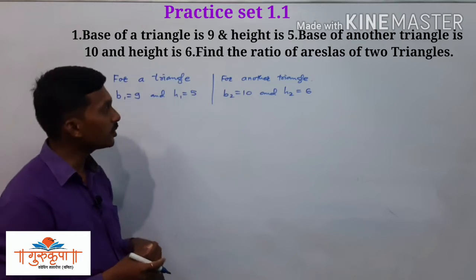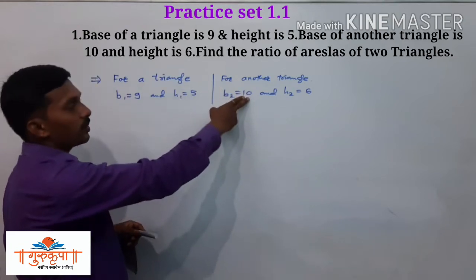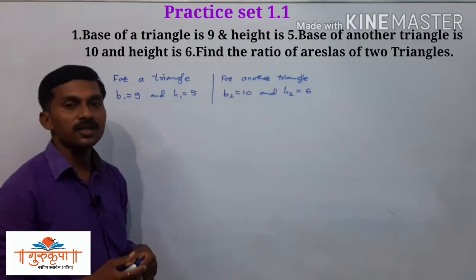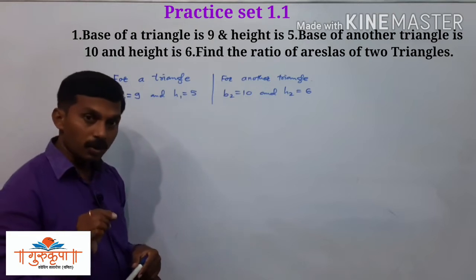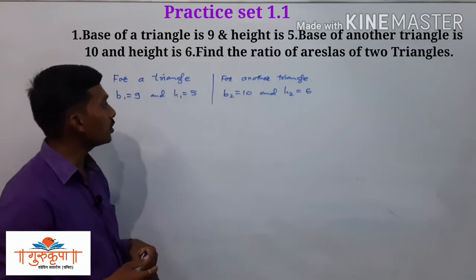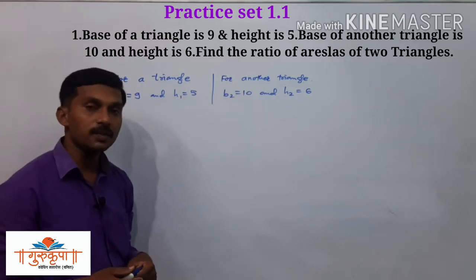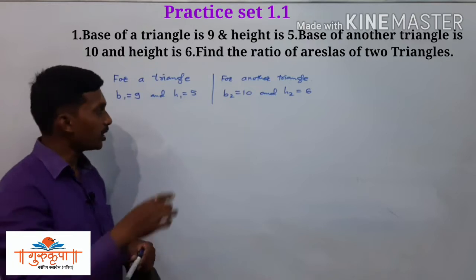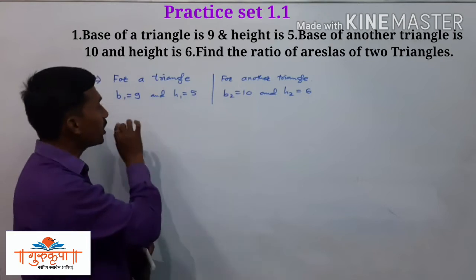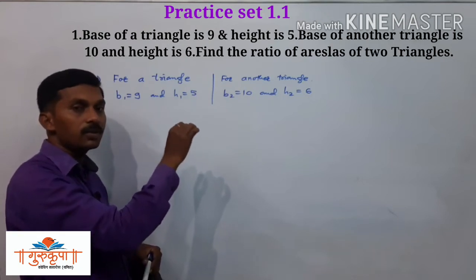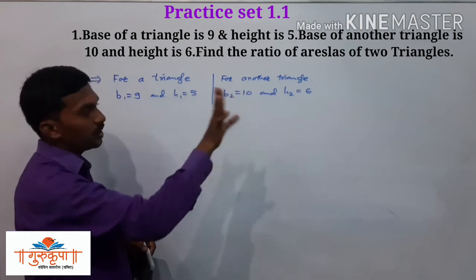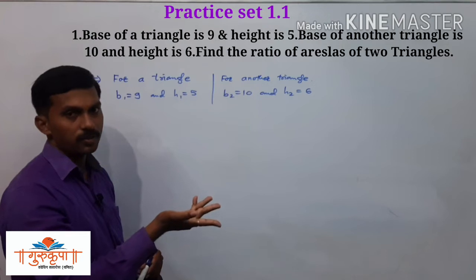triangles by using the first property. Since bases are different, heights are also different, we have to use the first property, which is the main property. The ratio of the areas of two triangles is equal to the product of the ratio of their corresponding heights and corresponding bases. You can write the whole property here, or only you can write by using the property of the ratio of the areas of two triangles.